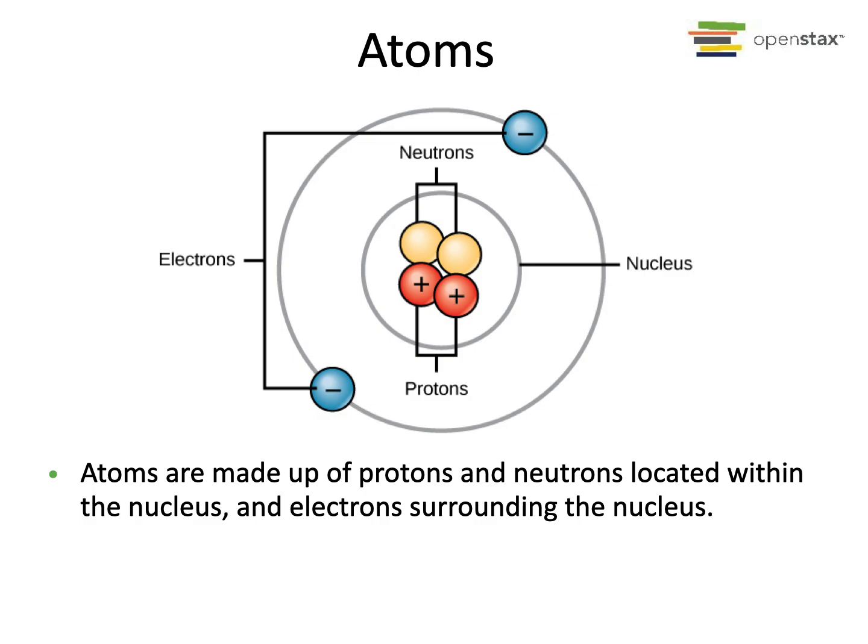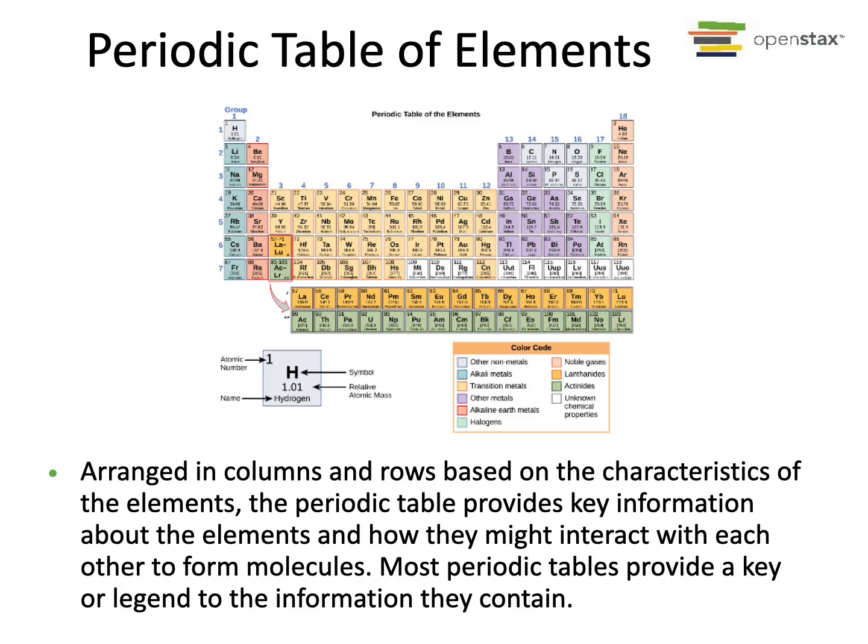The protons and neutrons are in the center, or nucleus, of the atom. The electrons are on the outside. Electrons have a negative charge, protons have a positive charge. The number of protons determines what type of atom it is, and the number of electrons determines its reactivity. Atoms interact to get stable numbers of electrons.